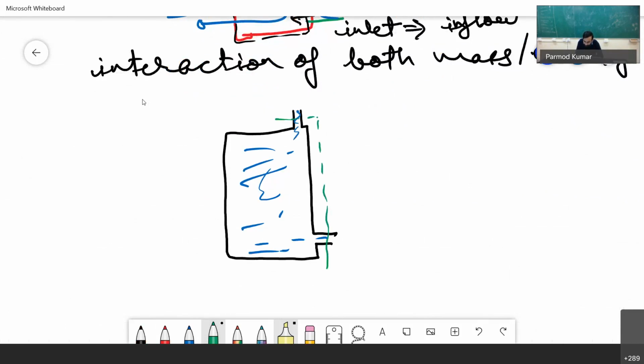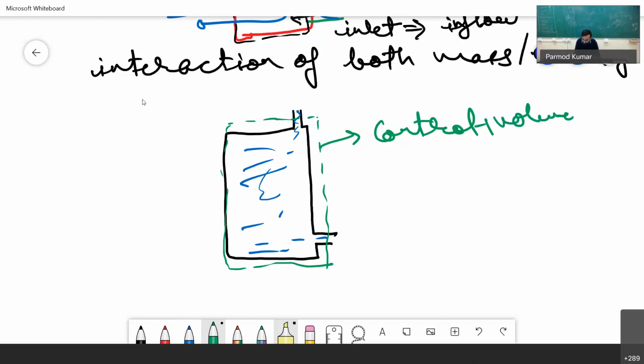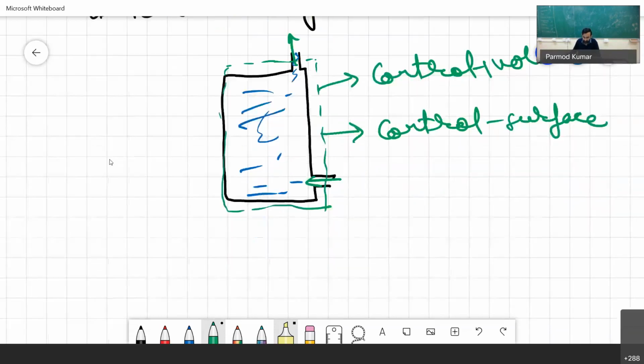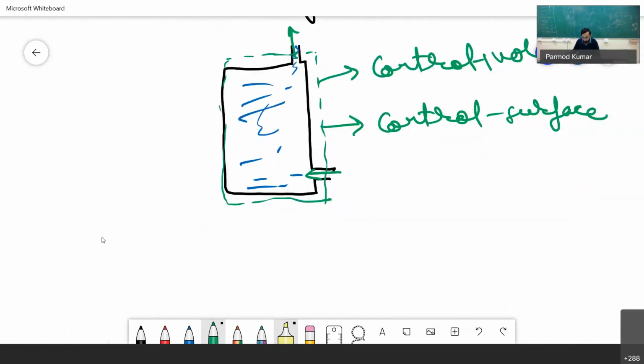Okay, now if you see the boundary of the system, whatever we have considered, that is fixed. So it means the volume of this boundary is not changing. That's why we call it a control volume. The boundary of this control volume is called the control surface. Across this control surface we have inflow and outflow, so we have interaction of mass as well as interaction of energy. That's why we call this type of system an open system or control volume.